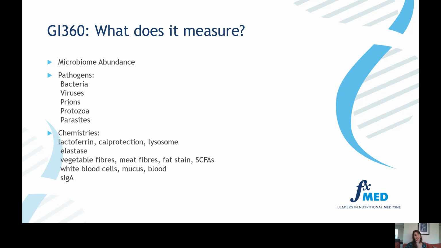So what does the GI360 measure? The first thing that the GI360 measures is microbiome abundance. So it gives us a really good picture of the balance of the different types of bacteria and other organisms living in the gut and how they are balanced in terms of the reference of what we would like to ideally see in a healthy gut. So we'll give you a really cool little graph to look at that will make that a lot easier to grasp. It also looks at pathogens.